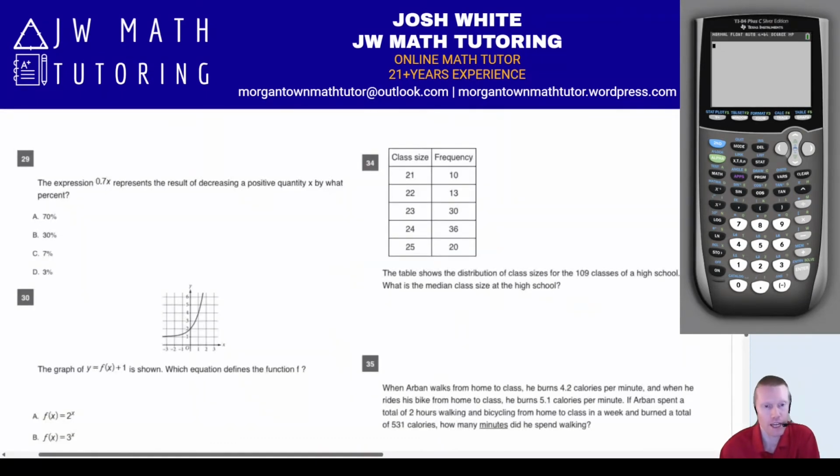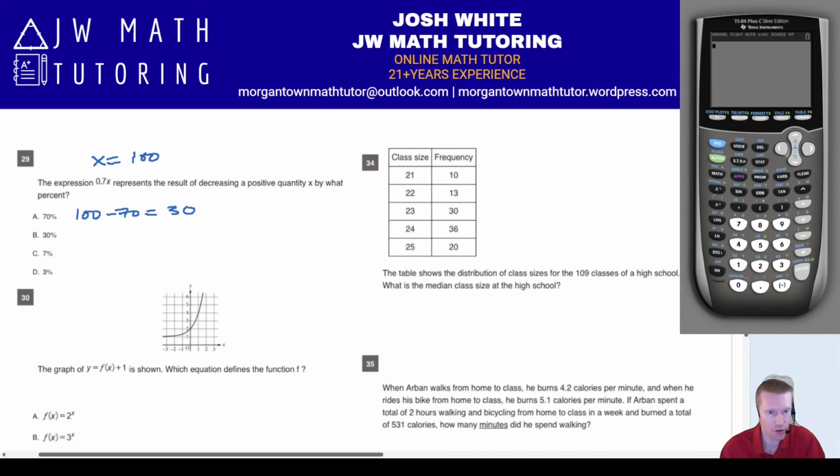At the top of the next page, we have problem number 29. For this problem, the easiest way to do it, I believe, is just to use the strategy of picking numbers. So if you're not sure about the theory of it, let's just let x equal 100. So we have the starting number of 100, and we're going to decrease it by some percentage, and our answer is going to be 0.7x. So if we start off with the first one, we start at 100, we decrease it by 70%, which means we're really taking away 70 from it. So our final answer is just 30.